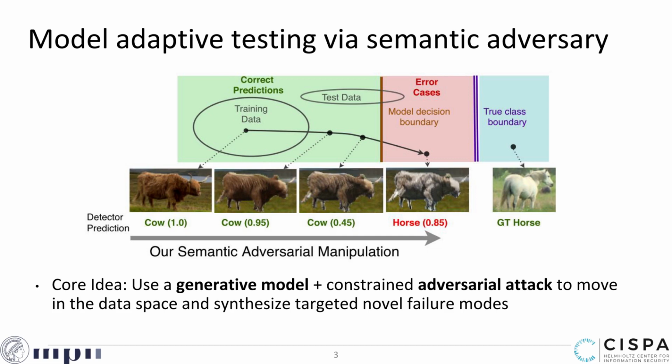An example of this is shown here with the cow's appearance being edited by our system to fool the detector to see a horse. We achieve this through constrained adversarial optimization of the target object's appearance through a generative model. This process allows our system to efficiently explore the data manifold and find the failure modes of the model being tested.